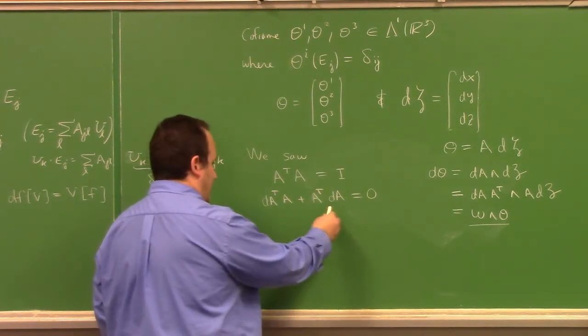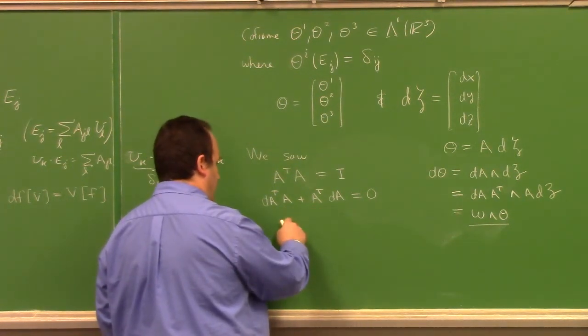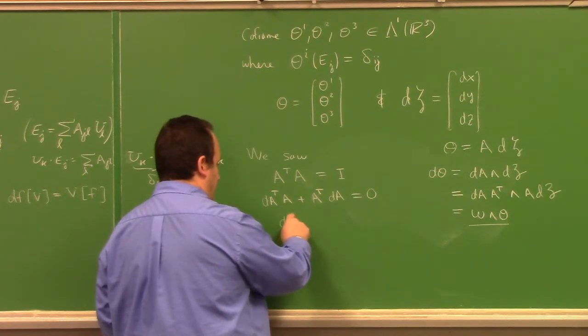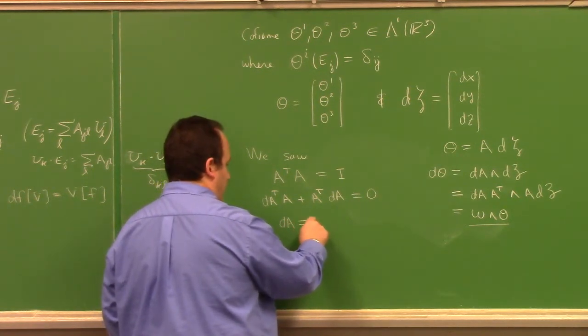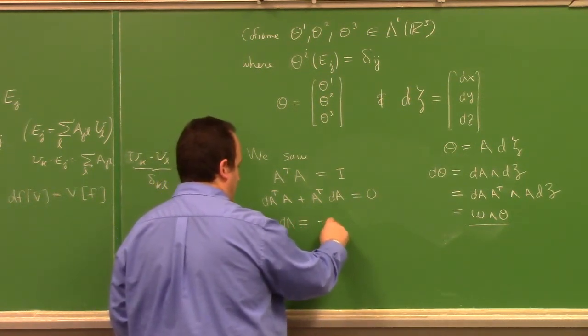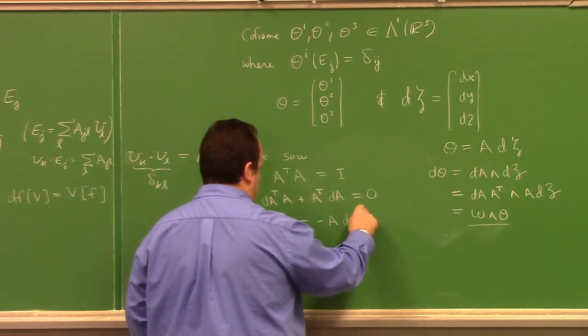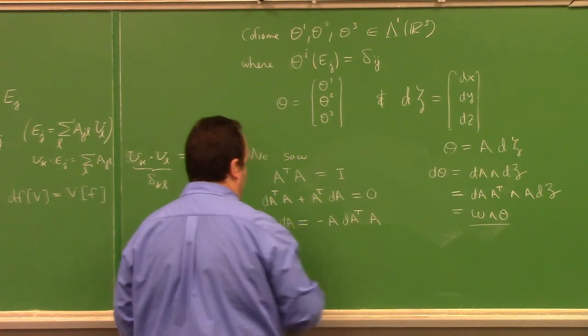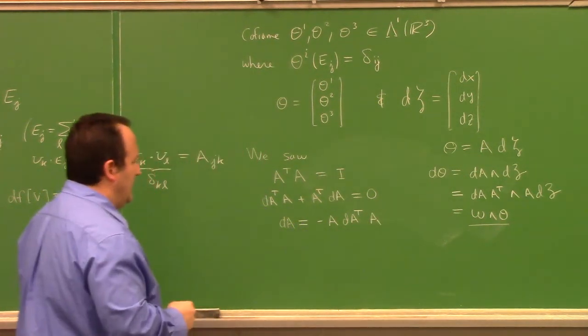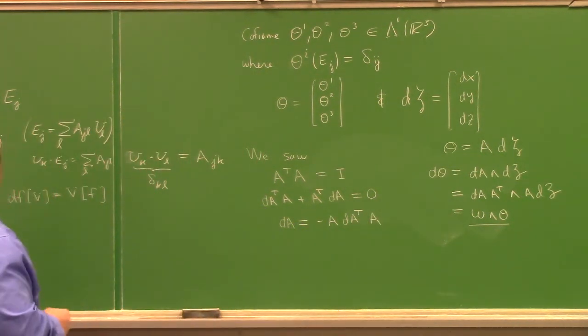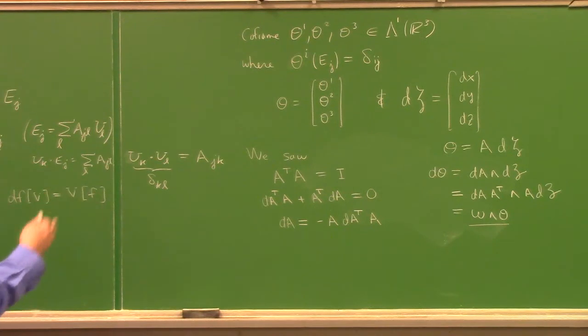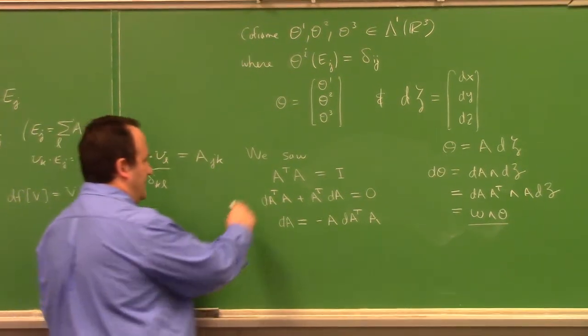I guess that tells us that we could solve for dA, right? dA would be equal to minus A dA transpose A. I'm not going the right path here. Oh, of course, I mean, fine, whatever. This is not wrong, it's just not.